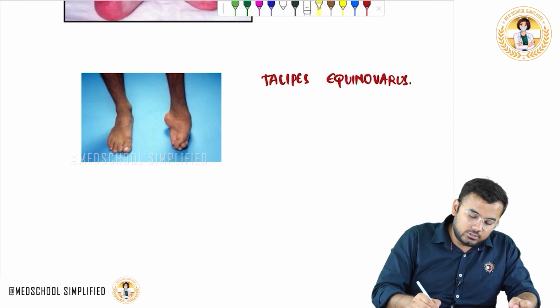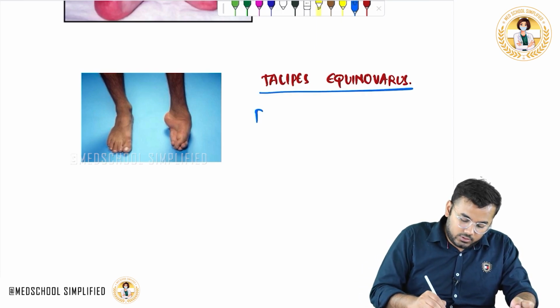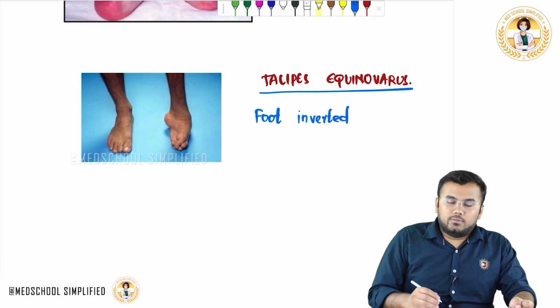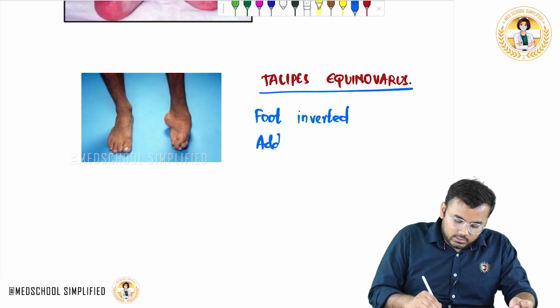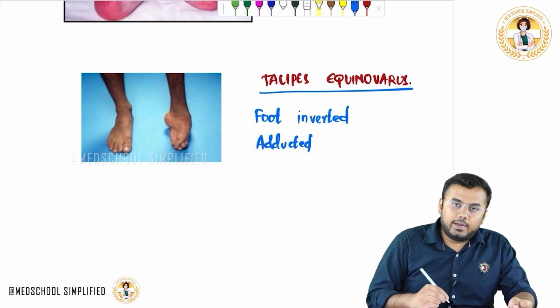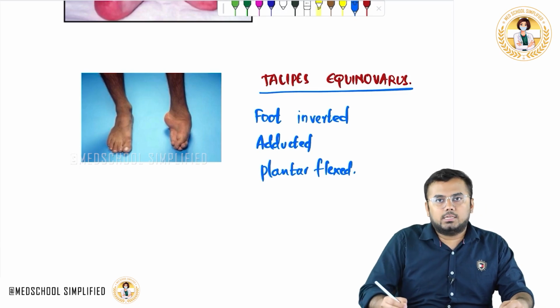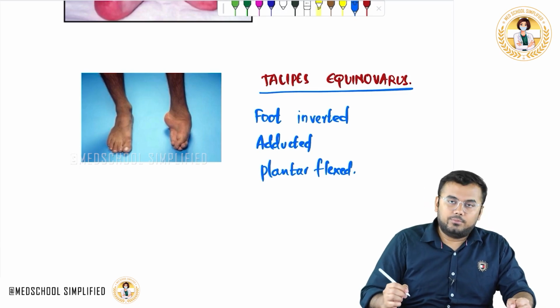So what are the three things you can see over here? First, you can see that the foot is inverted. Foot is adducted, right? And the next important thing is it is plantar flexed. These are the three important things which you can see.